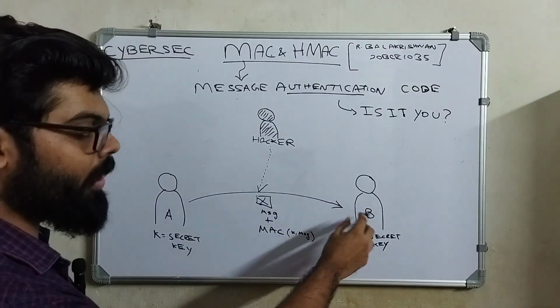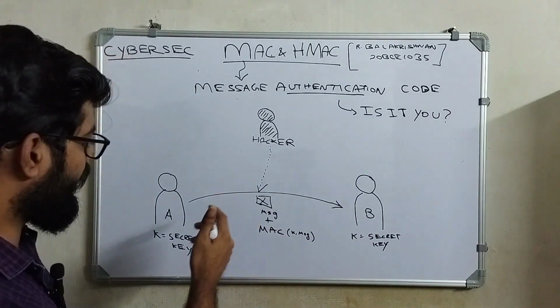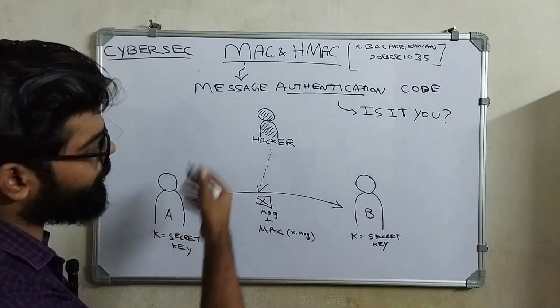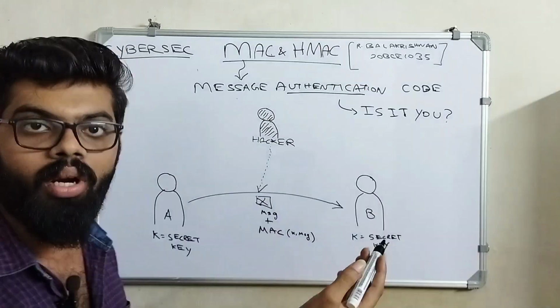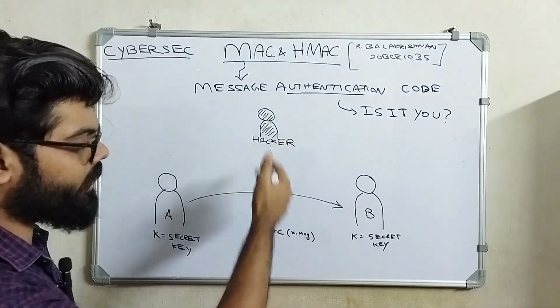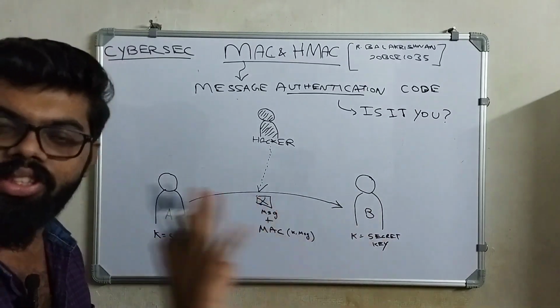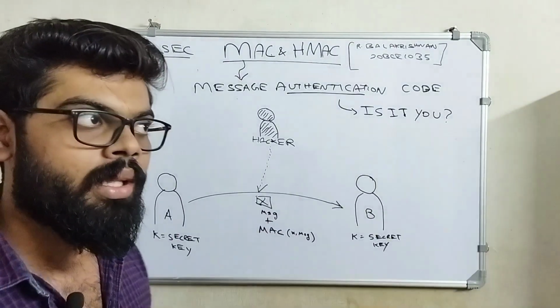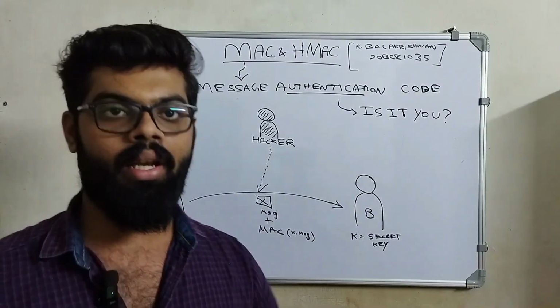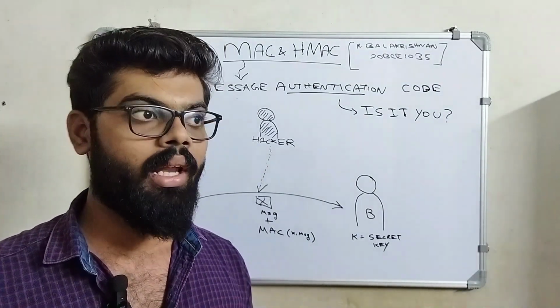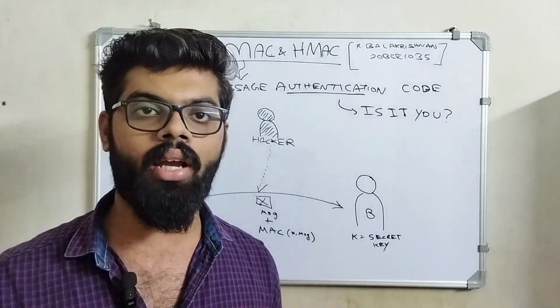So when B is receiving a message, it can be sent by A, it can be sent by the hacker, it can be sent by someone else. Someone can pretend that they are A and send a message to B. So this is the problem. There is no surety that it was sent by me. We need some kind of sign.